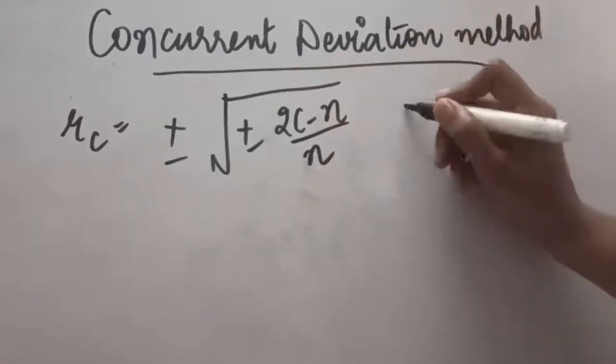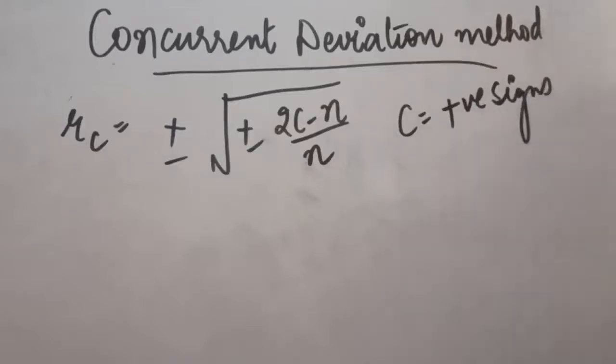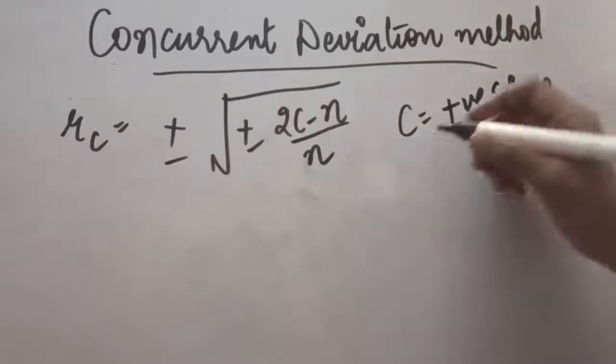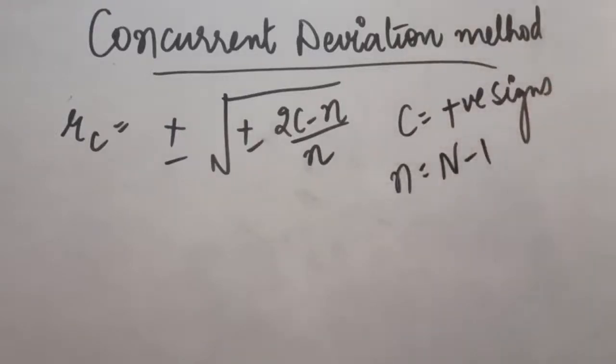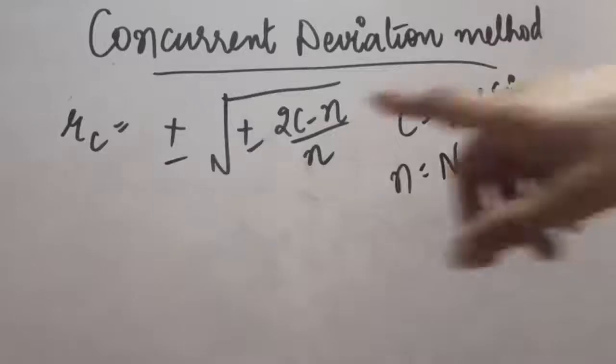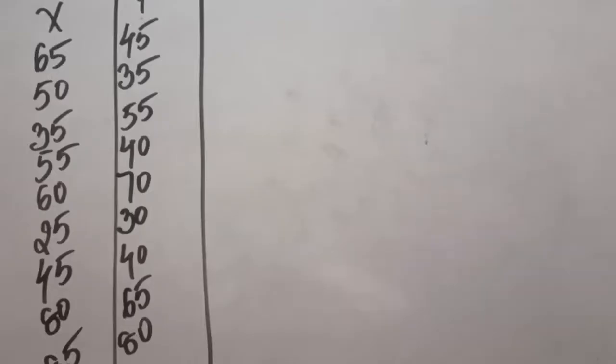So C stands for the number of positive signs that we will see in the question, and how these are calculated we will see. Small n denotes capital N minus 1. So with the help of this formula, we can easily calculate correlation by concurrent deviation. Now let us see one example. This is a question of the concurrent deviation method.